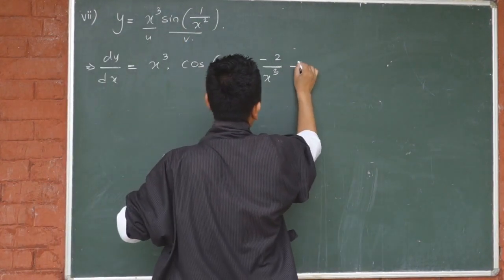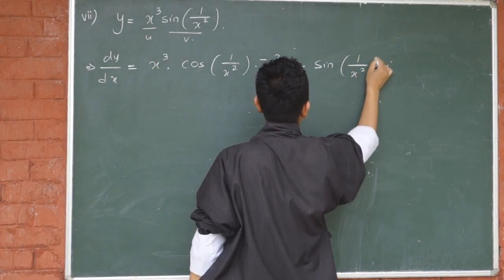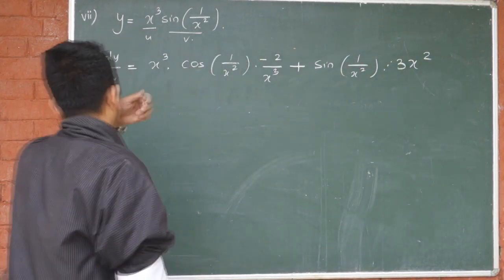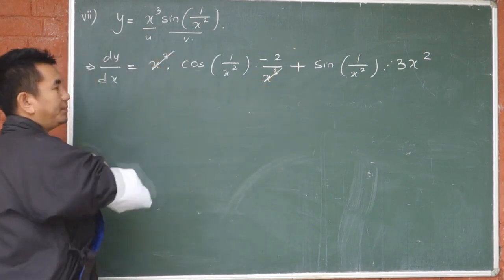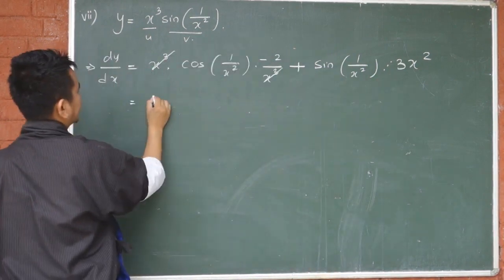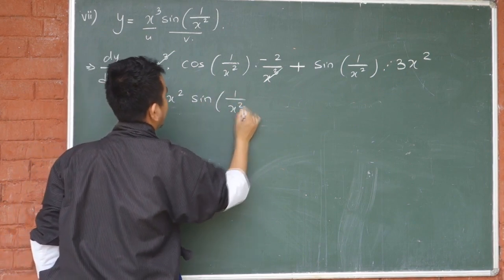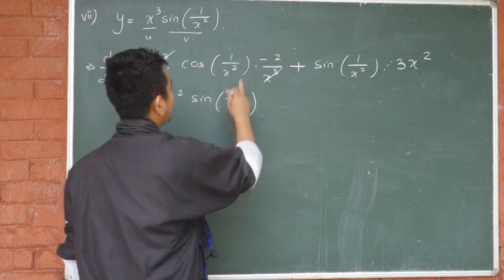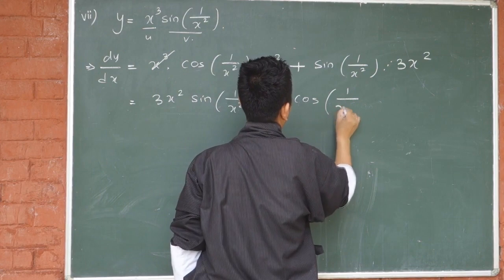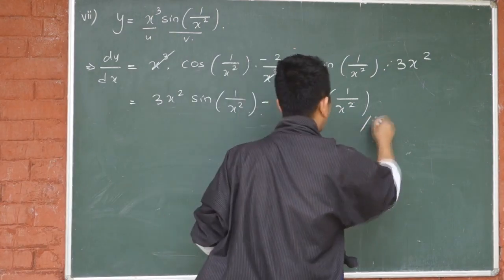So now, plus, you keep this one as it is, sine of 1 by x squared. Differentiate x cube, what's that? 3x squared. I can cancel this x cube, there's no problem. Then let me write this positive value in front: 3x squared times sine of 1 by x squared. Is that okay? Then minus 2 cos of 1 by x squared. Can I use any identities? No, this will be the final answer. Okay?